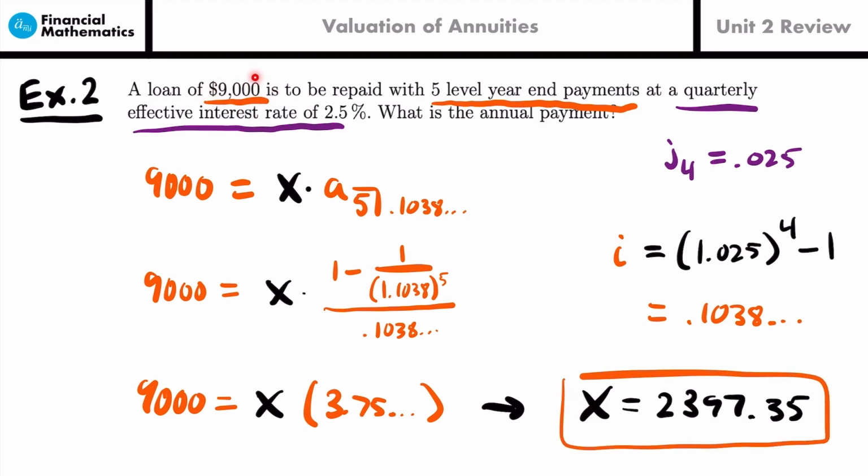This $9,000 loan would be repaid with 5 level year-end payments of this amount if we had a quarterly effective interest rate of 2.5%, which is equivalent to an annual effective interest rate of 10.38%. All right, let's move on to our next problem.